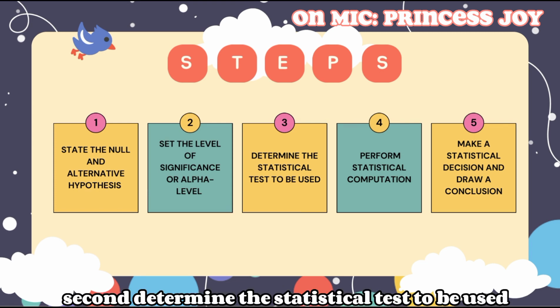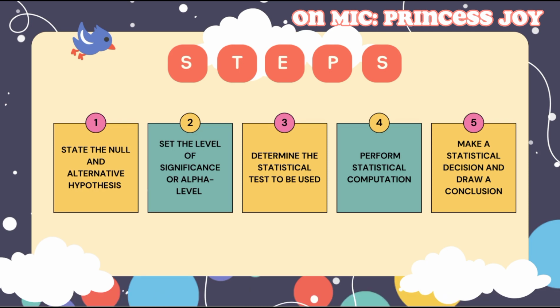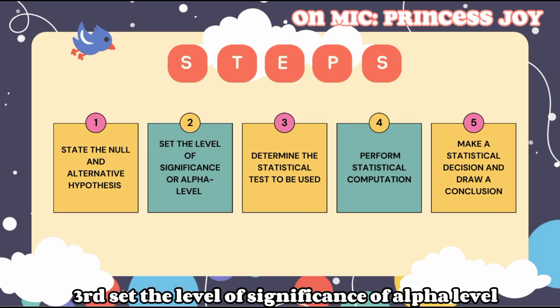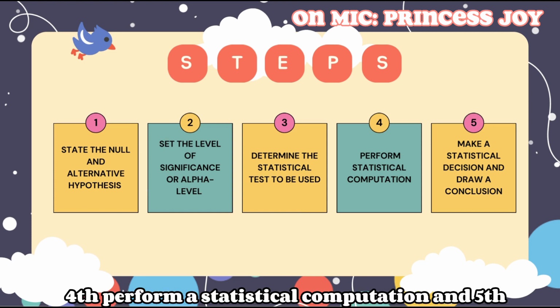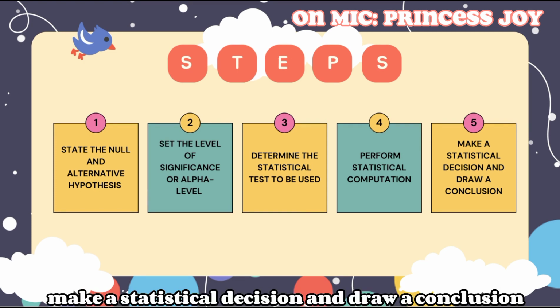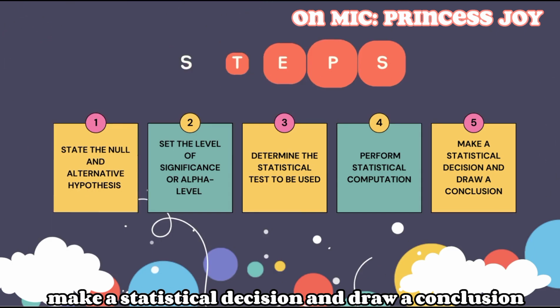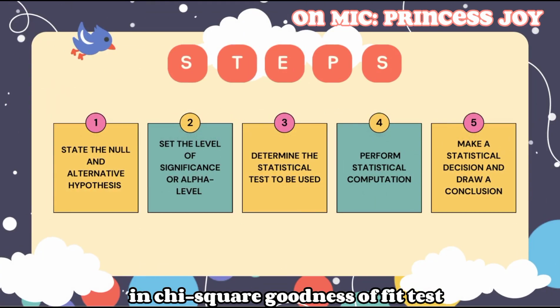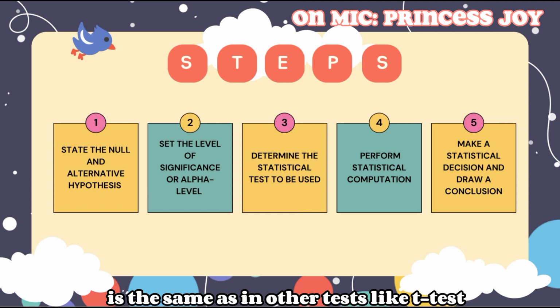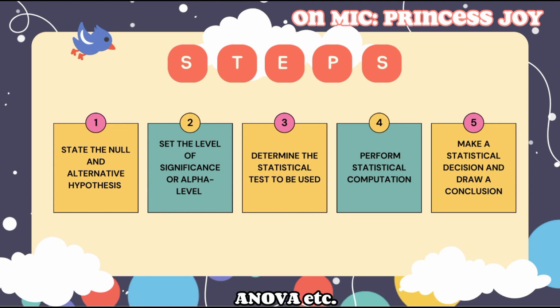Second, determine the statistical test to be used. Third, set the level of significance or alpha level. Fourth, perform a statistical computation. And fifth, make a statistical decision and draw a conclusion. Hypothesis testing in chi-square goodness of fit test is the same as in other tests like t-test, ANOVA, etc.